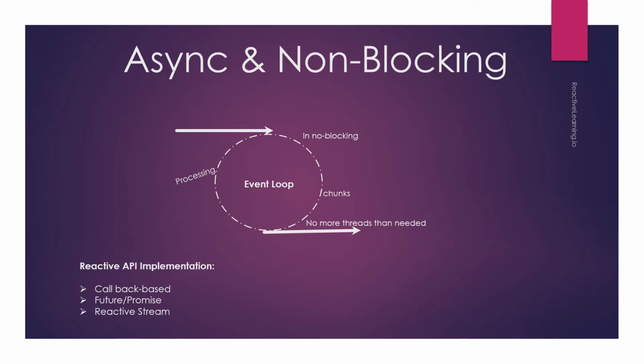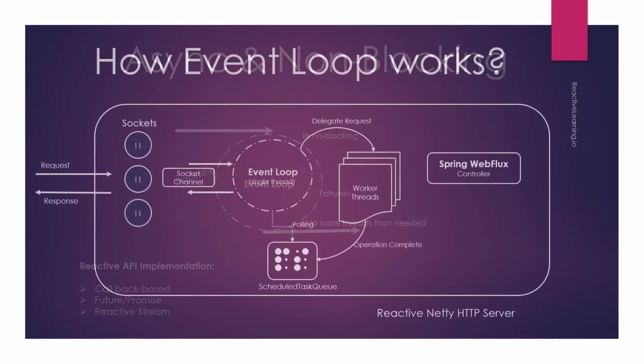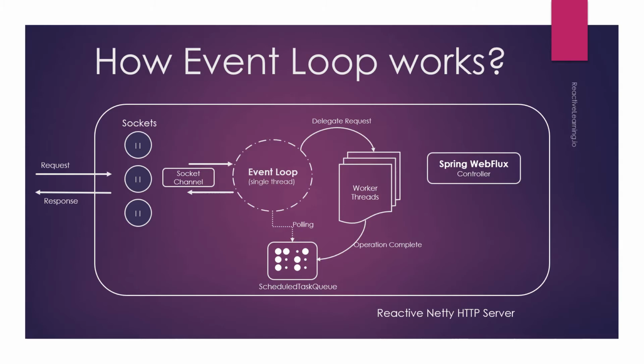A reactive server processes the request in an asynchronous manner. There is an event loop mechanism which accepts the request and delegates it further to the worker threads. To understand, event loop is a non-blocking IO thread which runs continuously and takes new requests. Let's understand how event loop works. As you can see in the diagram, event loop is taking a request via a socket channel and then delegates it to the worker threads.